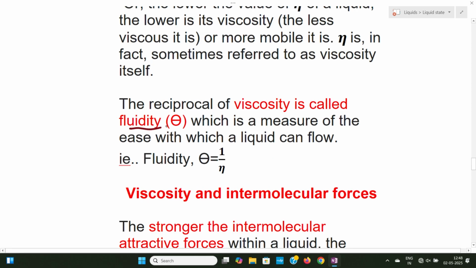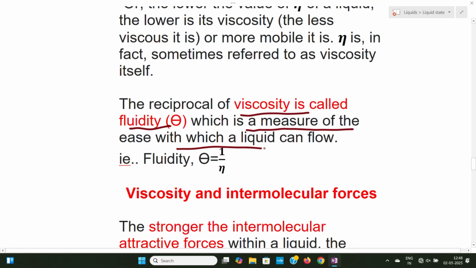As the name suggests, fluidity is the reciprocal of viscosity. That means fluidity is a measure of the ease with which a liquid can flow. How easily the liquid can flow, that measure is called fluidity, which is the reciprocal of viscosity.